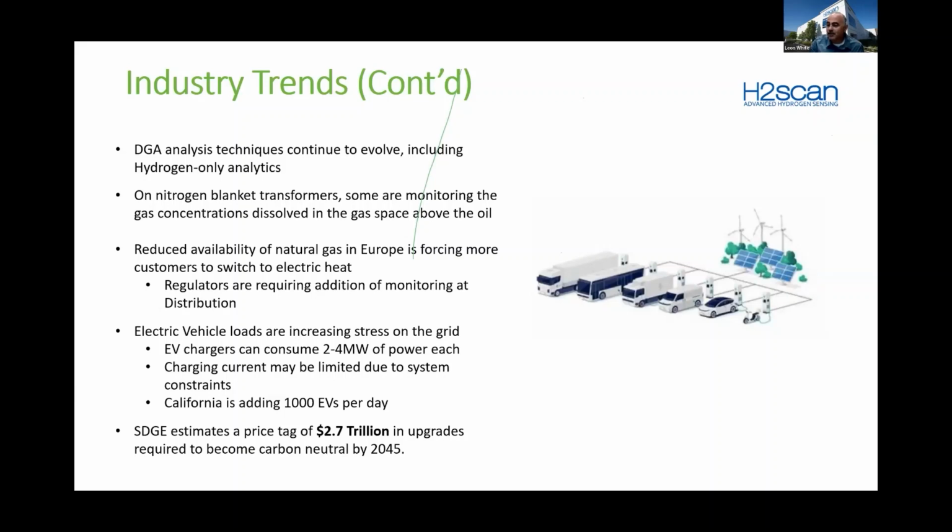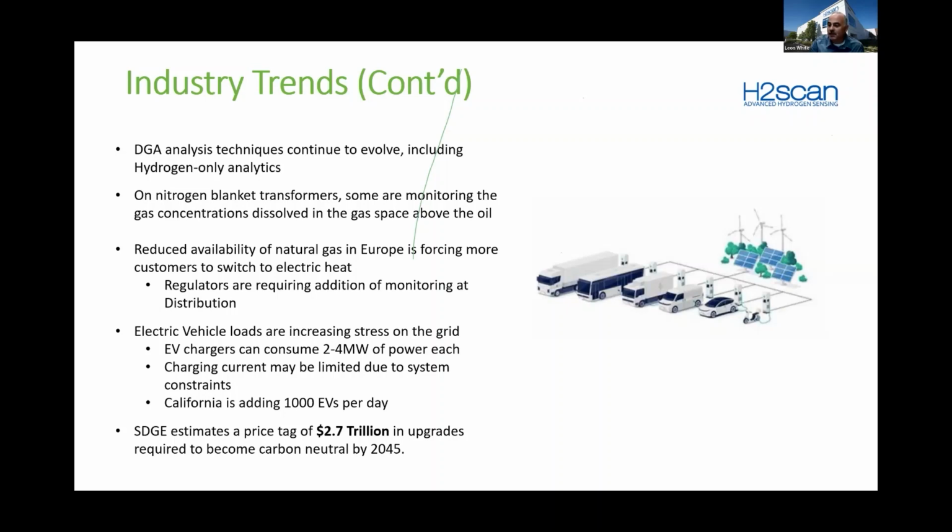At places like California, I was at a presentation recently where they talked about they're adding 1,000 EVs per day in California right now. So of course that is good from a revenue standpoint for the utilities, but being able to deal with that additional stress on the grid is definitely a challenge.